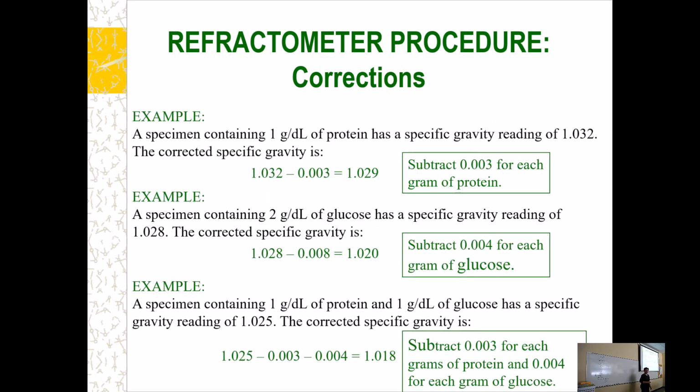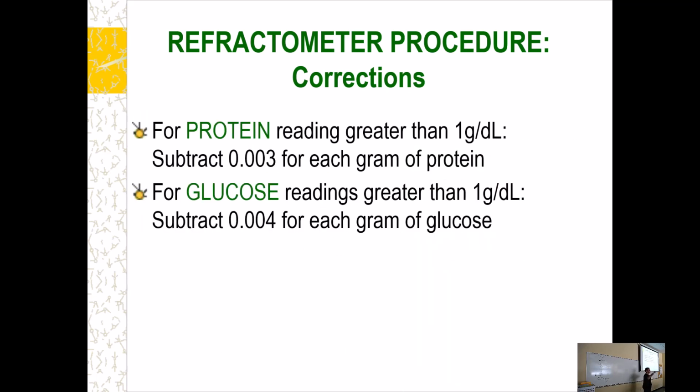Now, the reason we do this is that these are big molecules. Protein and glucose are big. It affects the refractometer, not because there's more of them or it's more dense, but they make it bend more because they're big molecules. So we have to make accommodations for that and do this calculation. Because they're so big, they bend the light too much, and then we get an inaccurate reading based on the size, not the actual mass.